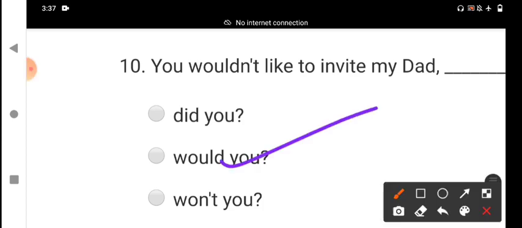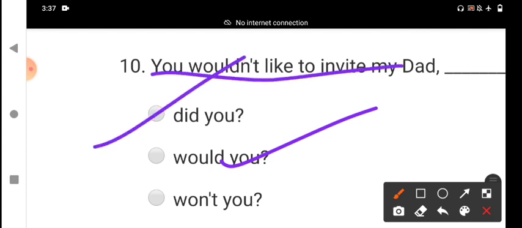Okay, my dear students, I have explained all the 10 questions regarding question tags. Each and every one you should understand. You take some material and study that. And if you have any doubt, try to ask me, my dear student. If you want to ask any doubts, try to contact my number.